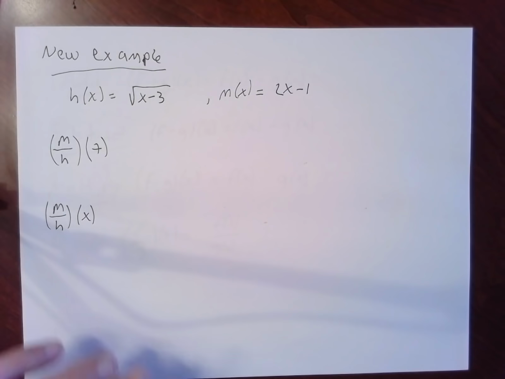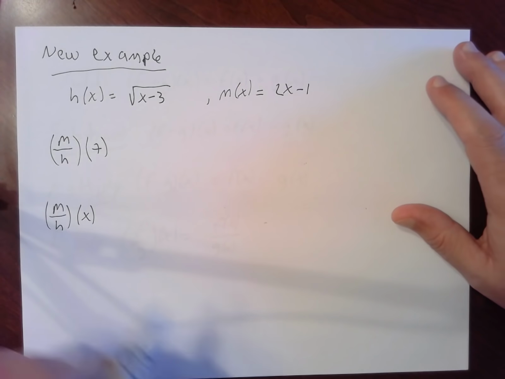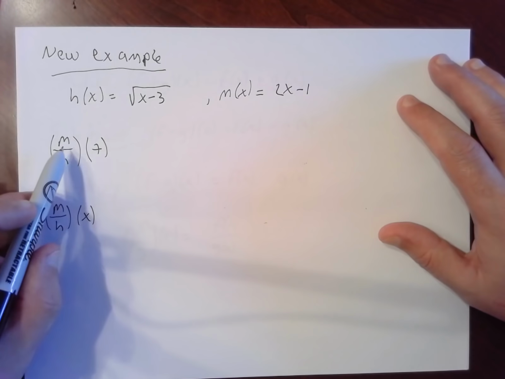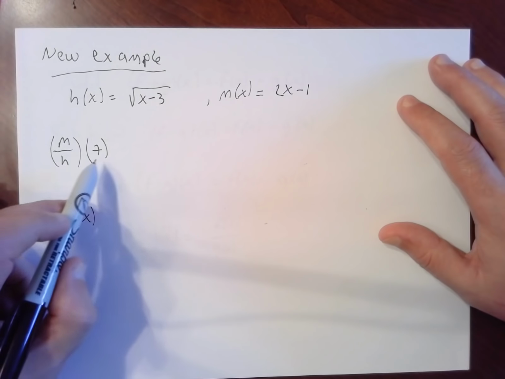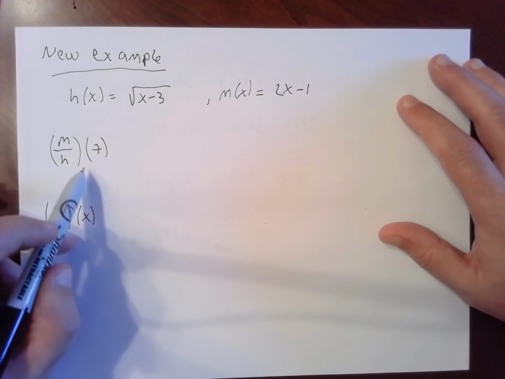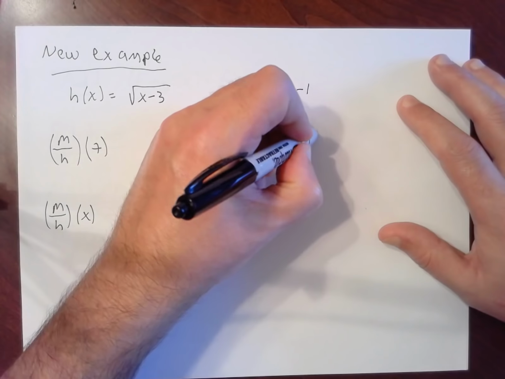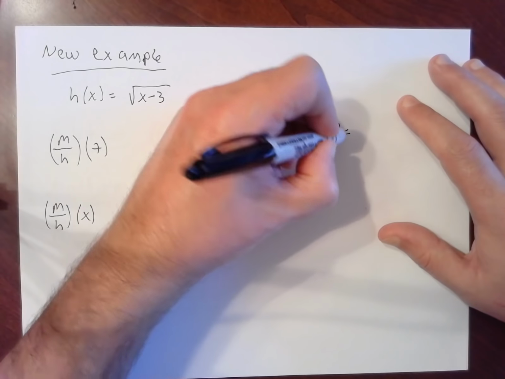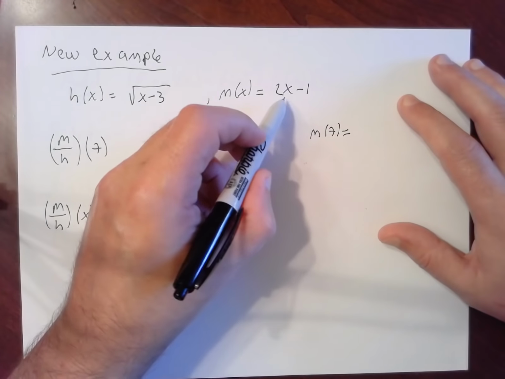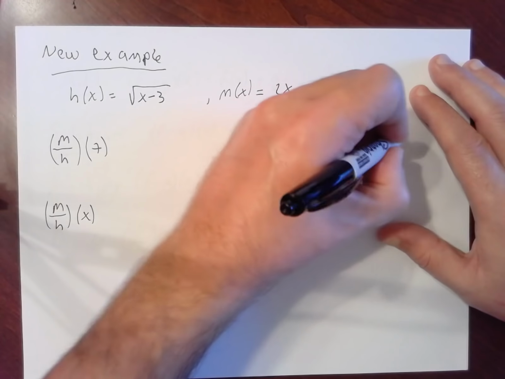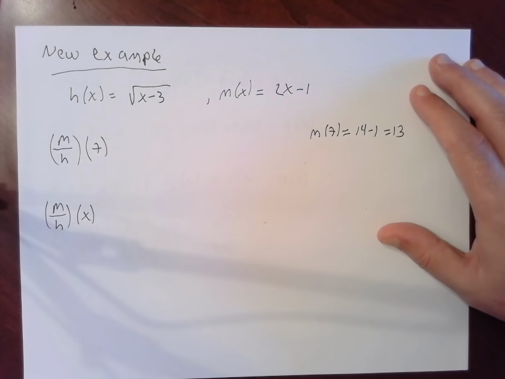Okay. Another example. We don't just add functions together, we can multiply functions, we can subtract, we can divide. Anything we can do with numbers, we can do with functions. We could raise functions to powers. Any kind of algebra we do with numbers or variables, we could do with functions. So if I wanted, using these two functions, m divided by h of 7, well, one way I could do that is find m of 7. Which would be 14 minus 1, 13.